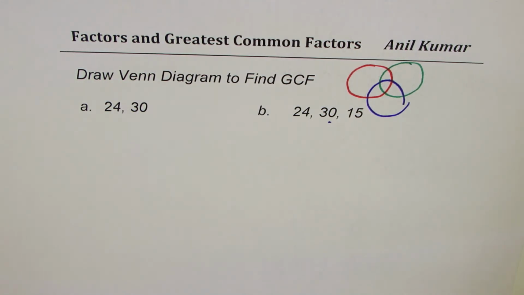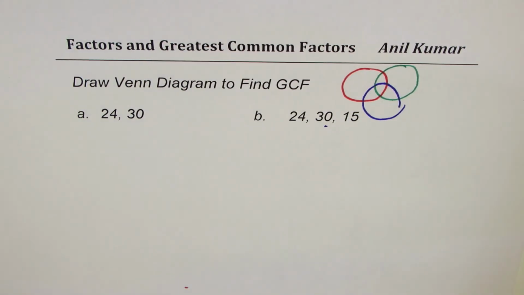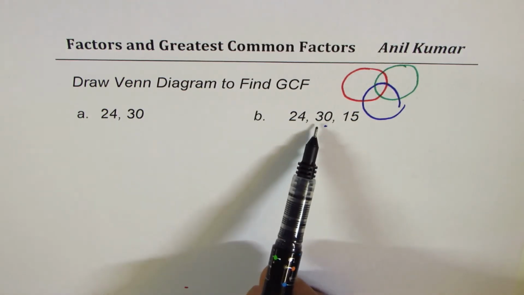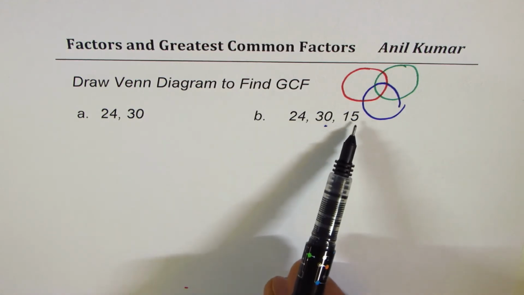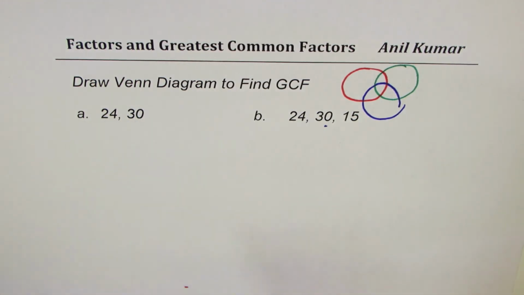Okay, so here is my solution. So as you see, I have taken example in which there are 3 numbers. We need to find greatest common factor between these 3 numbers and also between 2 of them. So 2 of them is simpler, and therefore it will help me to explain you how to make Venn diagram, correct? So we'll begin with these 2 numbers.